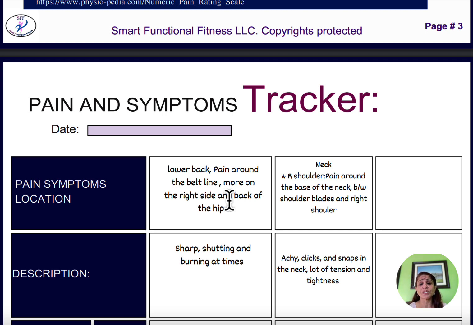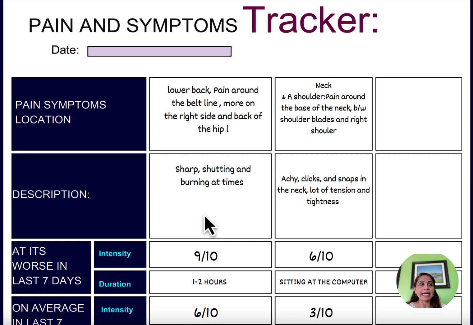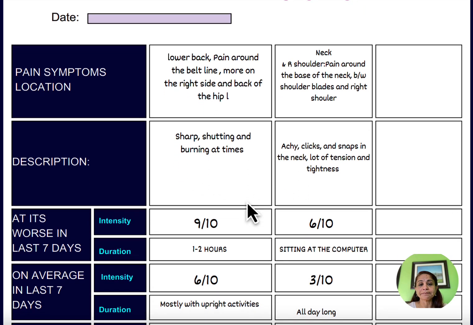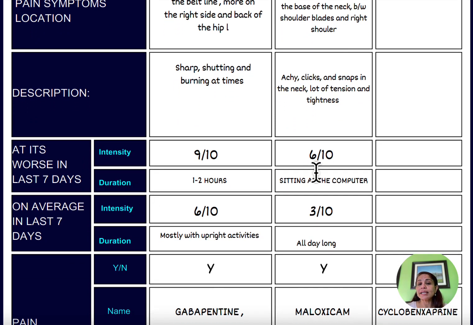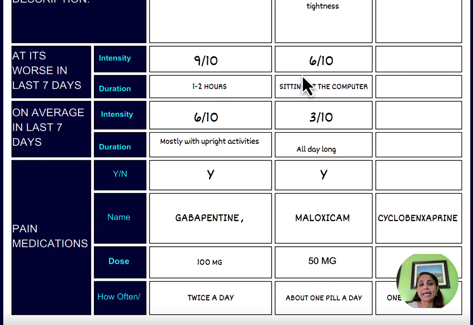Write down as many descriptions as you can so you are more clear on where your pain is coming from. In the descriptions, write down, is it a sharp pain, shooting, burning, achy, clicking, snapping, anything like that. And at worst level, how much pain you experience from 0 to 10, how long does it last at that level, and on average, how much pain do you have and how long does that last? Still pay attention. I know I don't want you to focus too much on pain, but this is important for you and also the medical providers to know where the pain is coming from.